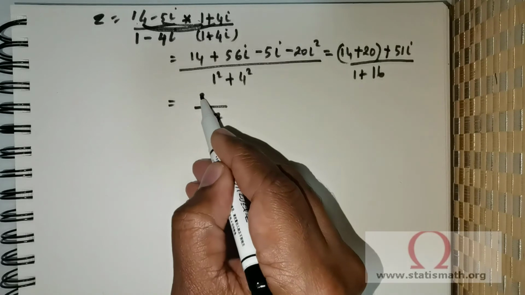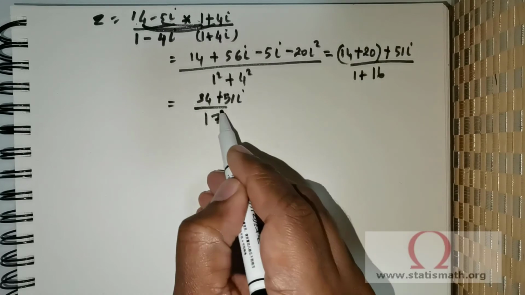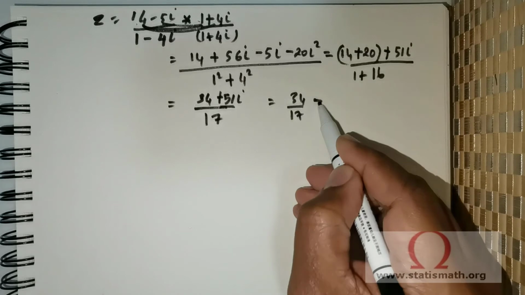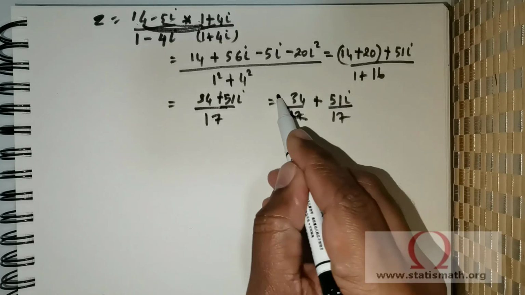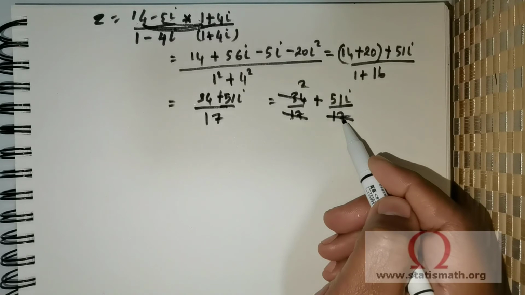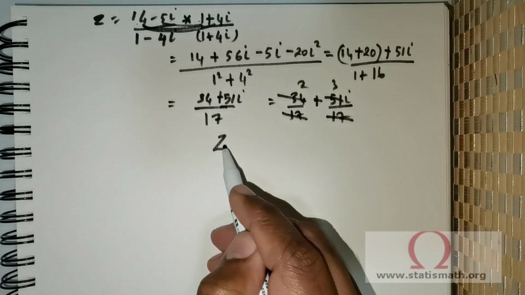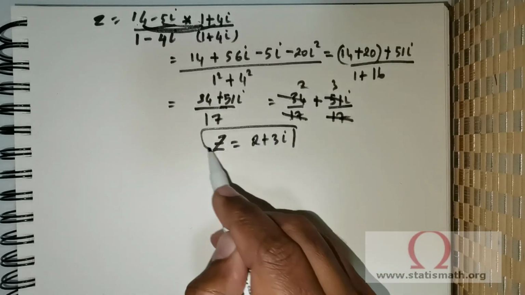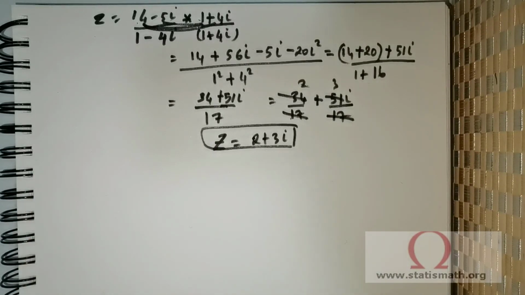14 added with 20 would give me 34 + 51i. Now I can rewrite this as 34/17 + 51i/17. Now 17 divides here 2 times and 17 divides here 3 times, since 17 times 3 is 51. So z is equal to 2 + 3i. This is the z which we started with, the required complex number. So that completes the solution for this question.